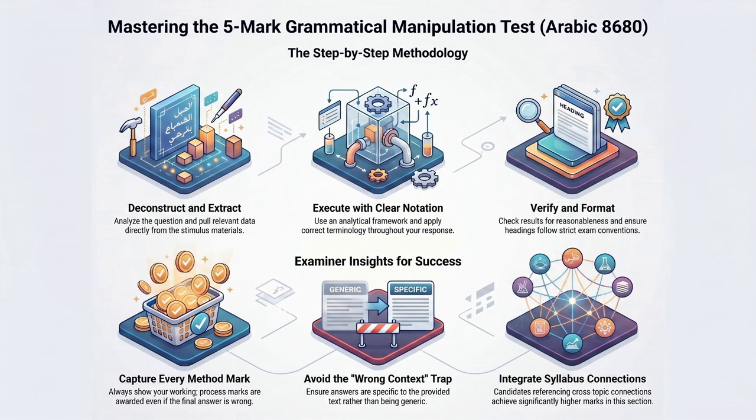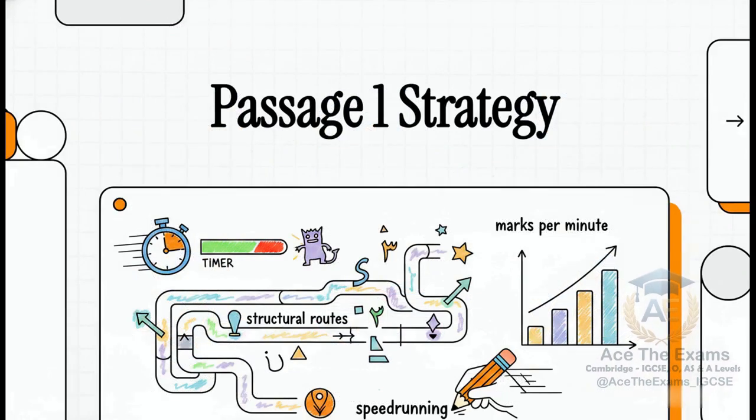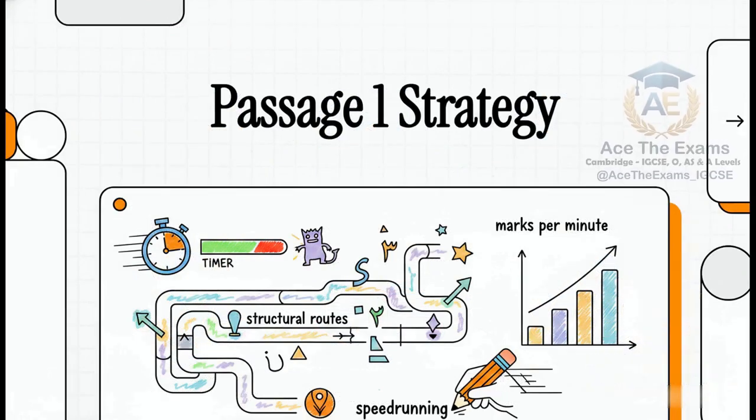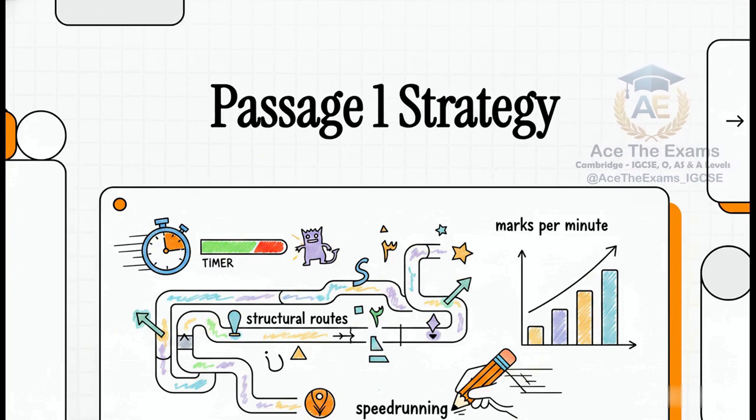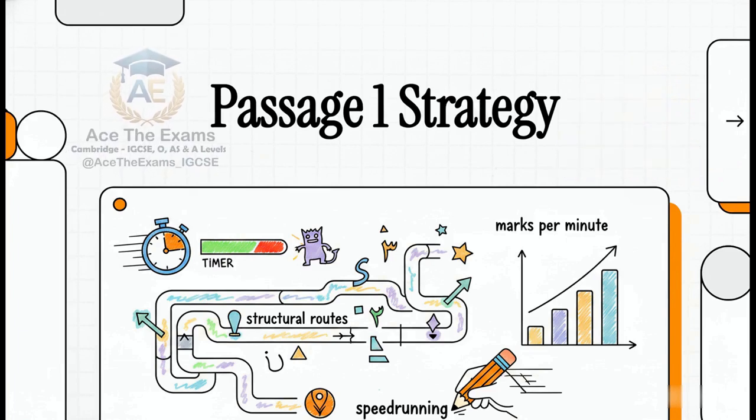Welcome to The Explainer. Today, we are taking on a highly specific, highly technical, and absolutely ruthless challenge. We are diving deep into the Cambridge AS and A-Level Arabic language syllabus, specifically Paper Code 8680, Passage 1. The target? We are absolutely mastering the grammatical manipulation section.